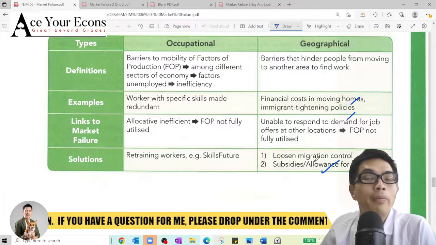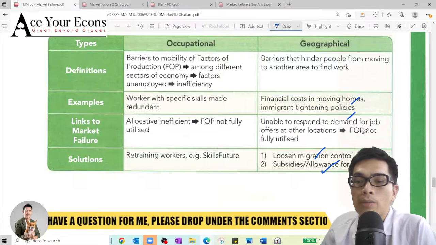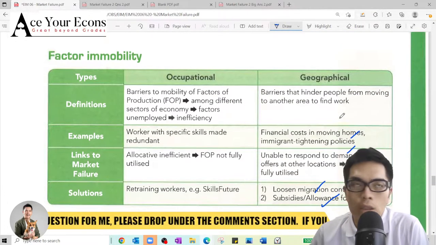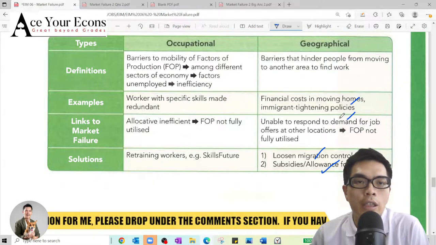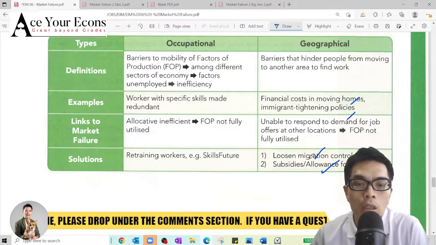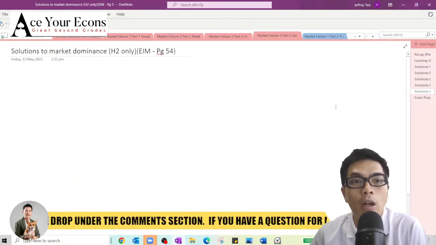Loosening of migration control, if this is a migration policy. I personally don't think this is going to be tested, at least for the first year students. So all of you are safe up to now. Clear? So I'm just going to briefly touch on the last one, market dominance.